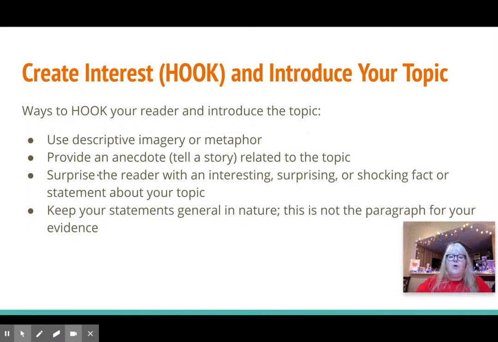You can surprise the reader with an interesting or a surprising or shocking fact or a statement, maybe something about a topic within the story, something about emotional turmoil or people who suffer from breakups or whatever it is that's related to what you're going to talk about. Remember, we're starting off broad, general in nature. This isn't where your evidence goes. This isn't where quotes from the story begin.